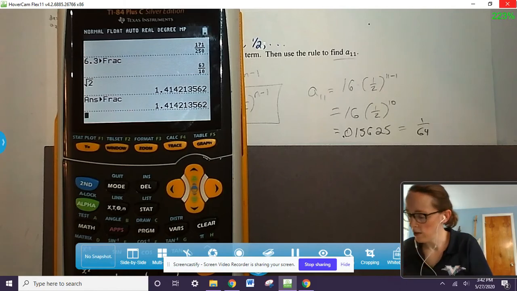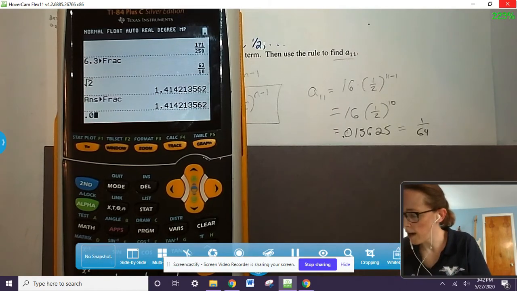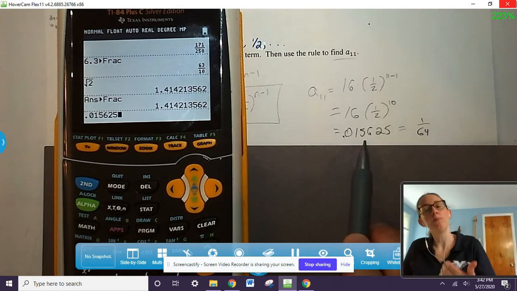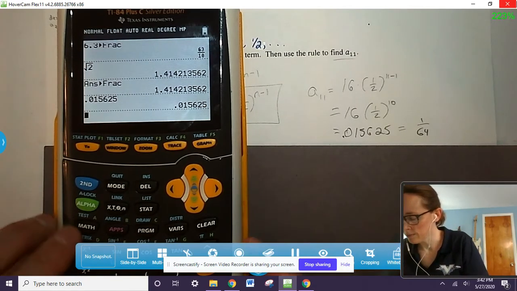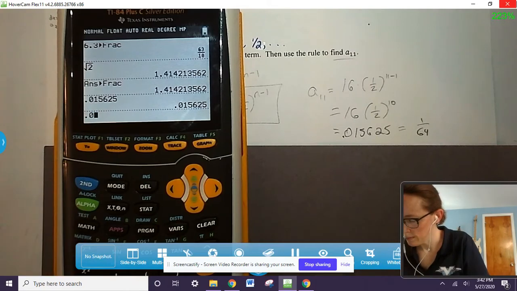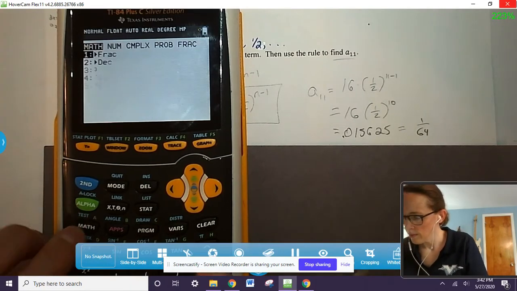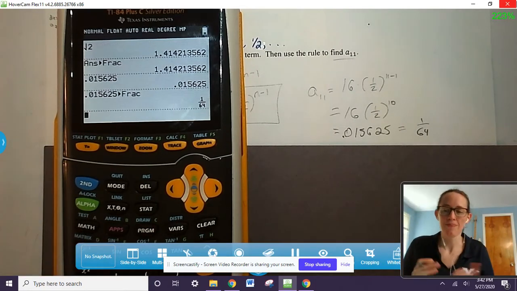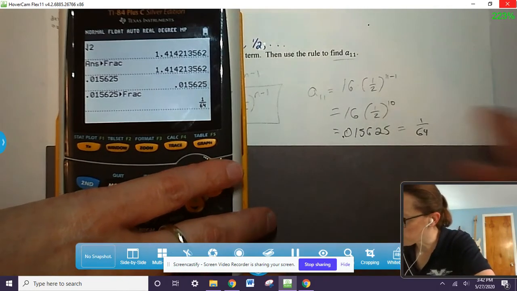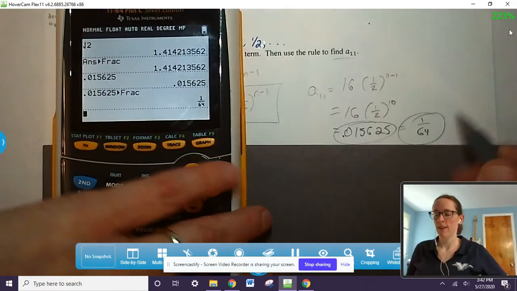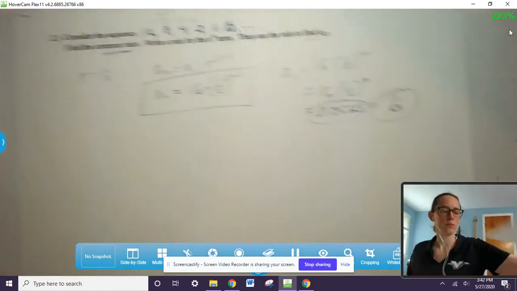All right. But this here, this 0.015625 that we got as our answer, that can be written as a fraction. And if we write it as a fraction and then reduce it, we end up with 1/64. Okay. So either one of those is a good final answer for the 11th term. Let's move on to number 3.